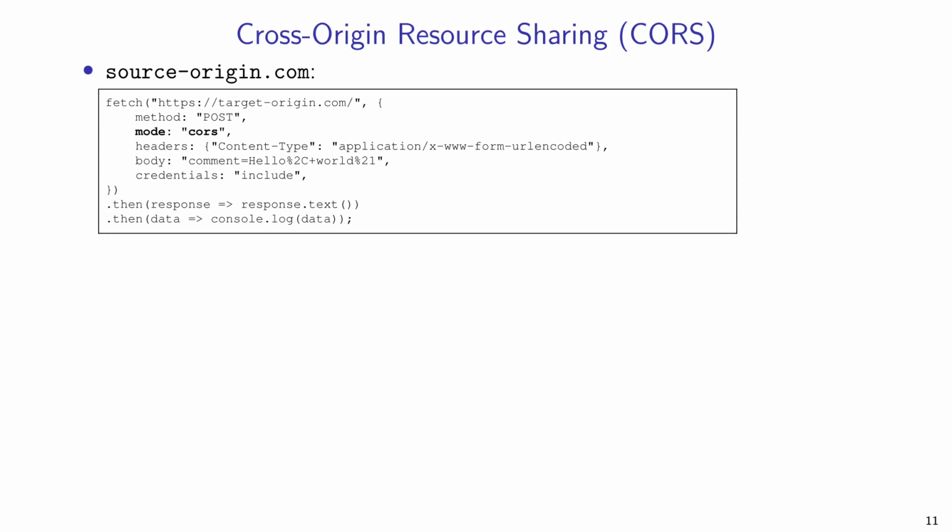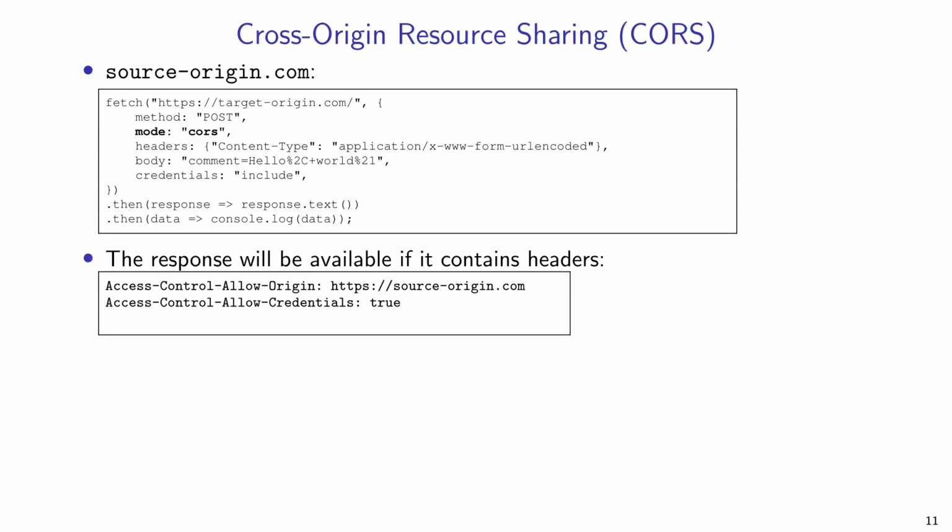Here is an example. Let's say we have sourceorigin.com making a cross-origin fetch like we saw on the previous slide, but this time we specify mode CORS here. This tells the browser to return the response, but only if the target origin allows it. The target origin can allow it by returning specific headers in the HTTP response. So the response must include Access-Control-Allow-Origin: sourceorigin.com and Access-Control-Allow-Credentials set to true. The Allow-Credentials here is required because we ask to include credentials in the request. So if both of these headers are present in the response, the browser will return the response to JavaScript.